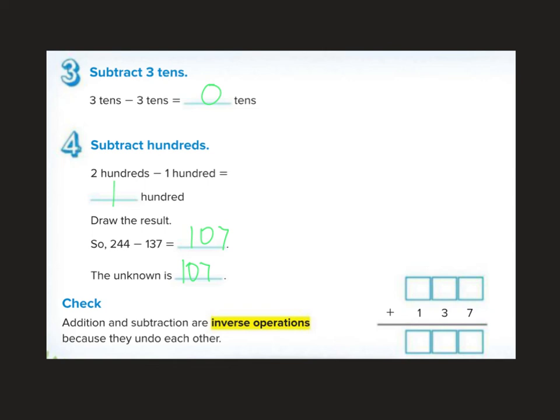So what we can do to check our answer to make sure we did everything right is use inverse operations, which means the opposite of subtraction, and that is adding. So I would take 107 plus 137. I took my unknown and I'm going to add it to my middle number and see what I get. 244, and that checks out.